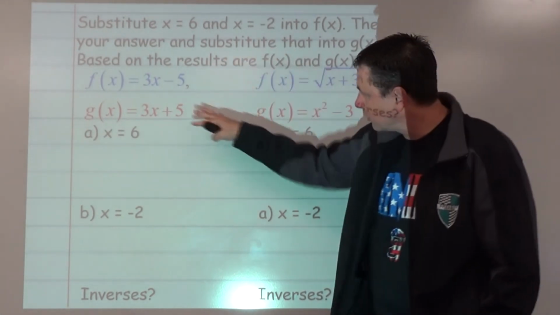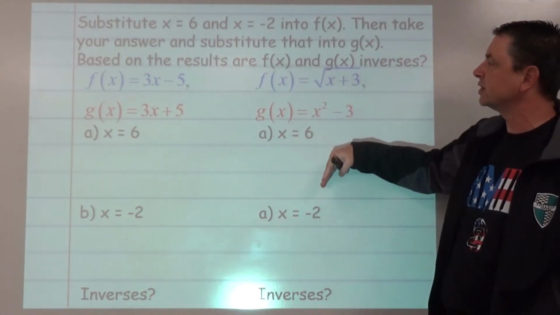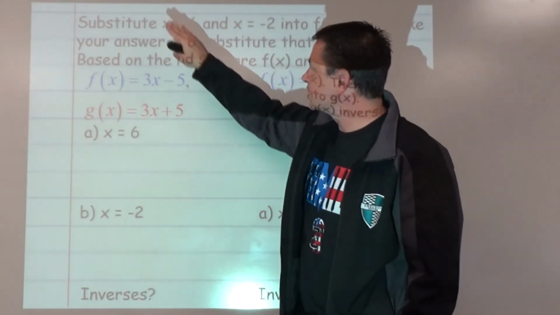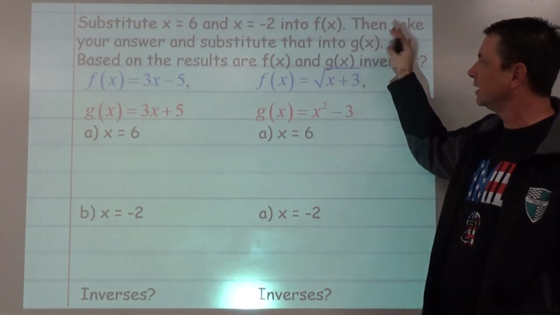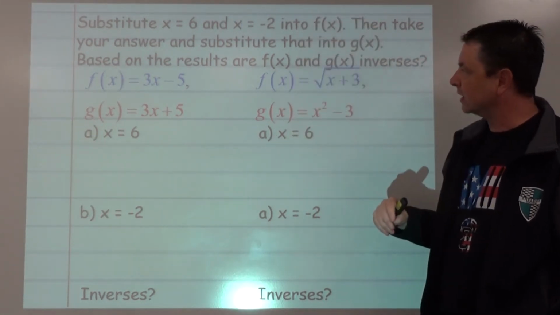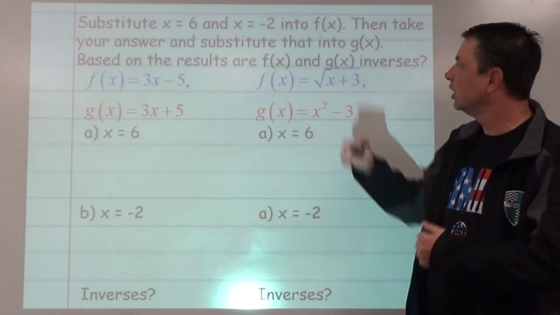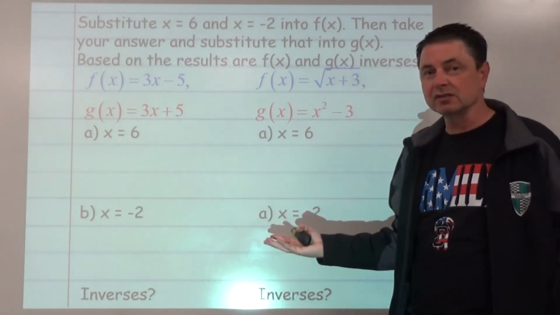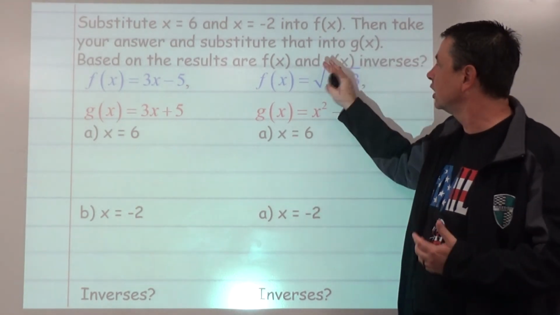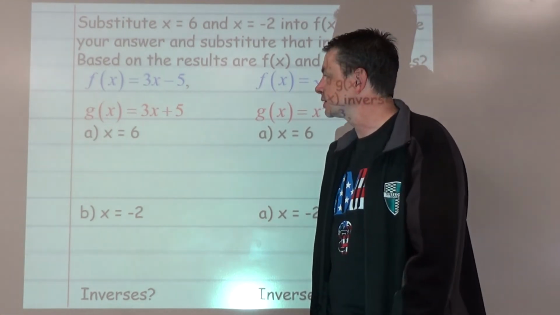Next, we're just going to play around with some functions. We have an f of x and g of x, a couple different situations. Following the directions, we're going to substitute in a couple different values. X equals 6 first. Substitute that into f of x. Whatever we get as an output, as an answer, we'll substitute that into g of x. See what happens. Based on those results, could we assume that f of x and g of x are inverses?